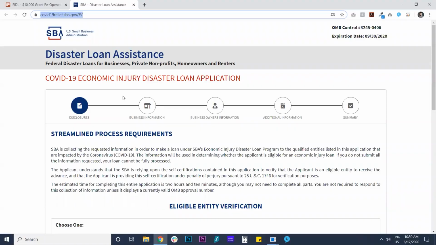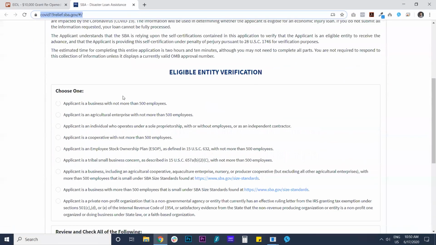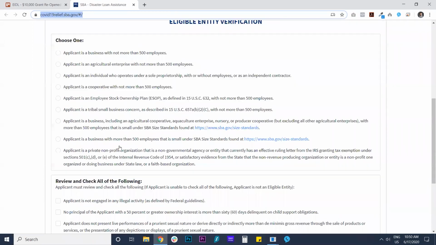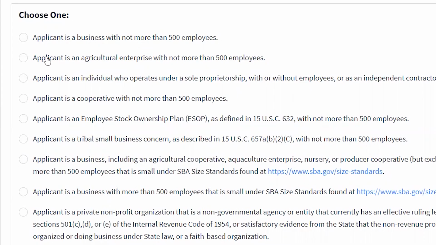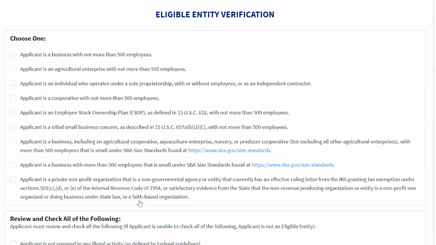So, let's go over to the application right now, and this is what the screen should look like. If you see any other screen, it's probably a scam. You should probably run away from it, but this is the screen that you'll see when it comes to the SBA EIDL loan application. So you have some choices here. It says the applicant is a business with not more than 500 employees, so that applies to most of you guys. So select whatever applies to you the best, and obviously you know who you are.